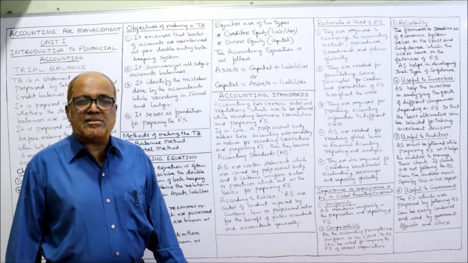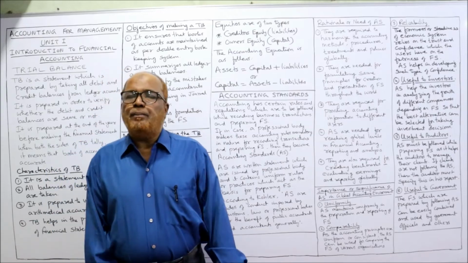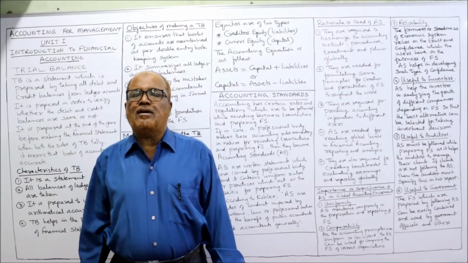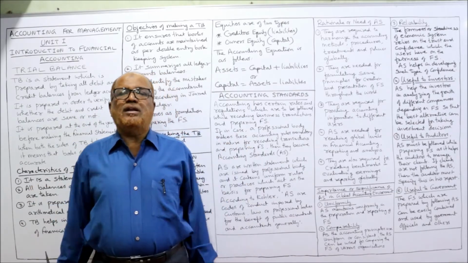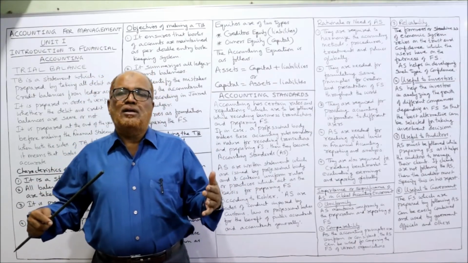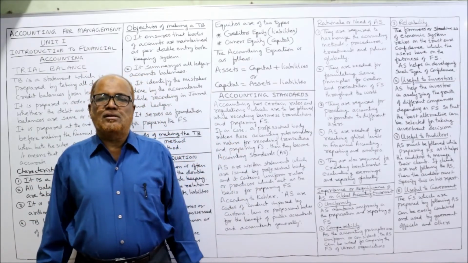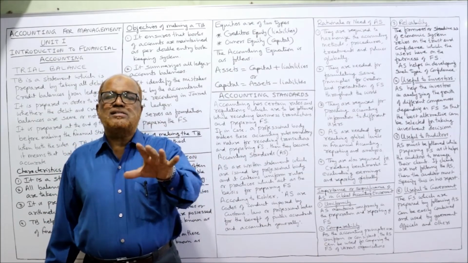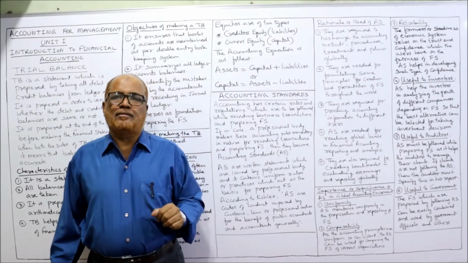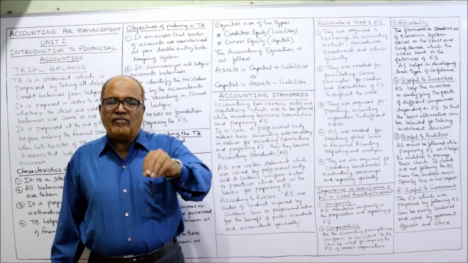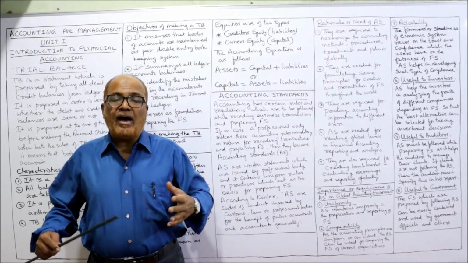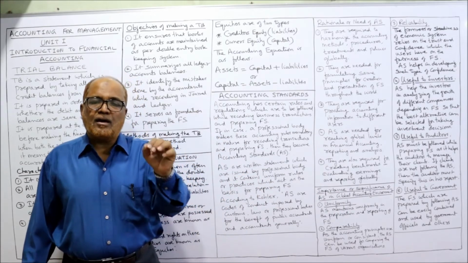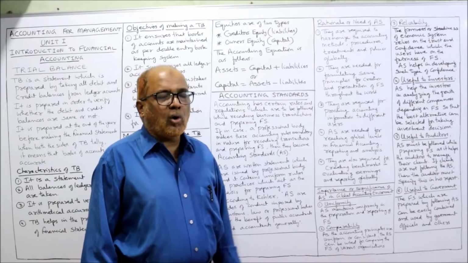Next, useful to investors. Nowadays, many people are investing in the capital market. They have different options to make investment in different companies. So before making the investment, the investor will evaluate the performance of different companies, and they can compare the performance only if all the companies are following the same accounting standards, same principles. So before taking the investment decision, the investors will evaluate the performance, and accounting standard will help the investors in making a correct comparison.